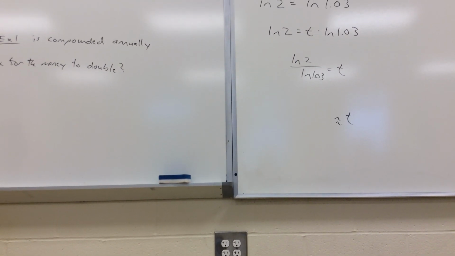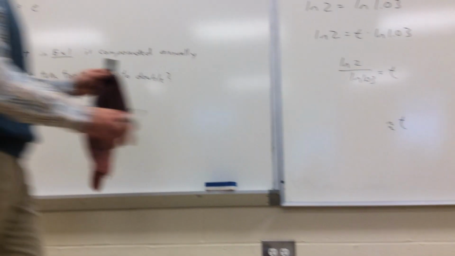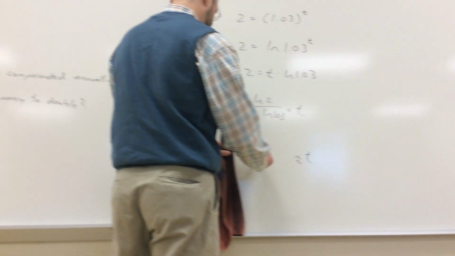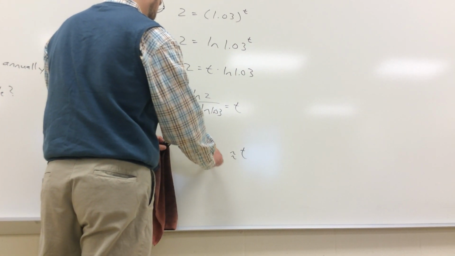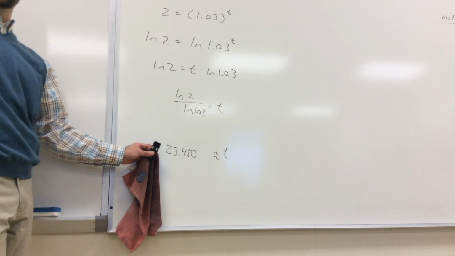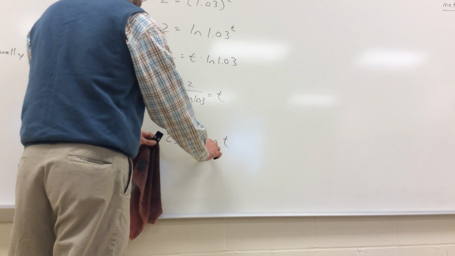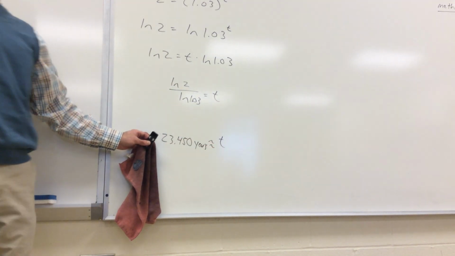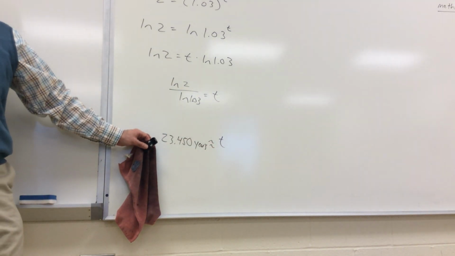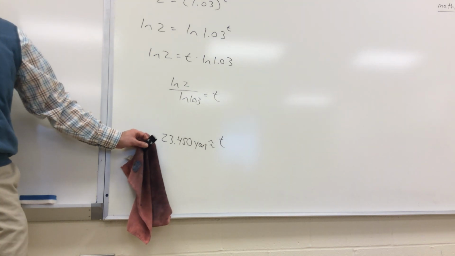So that comes out to 23.450. And that would be in years, right? So that means if you put $1,000 into an account that gets 3% interest compounded annually, 23 years or so later, you'll have $2,000 instead of only $1,000.